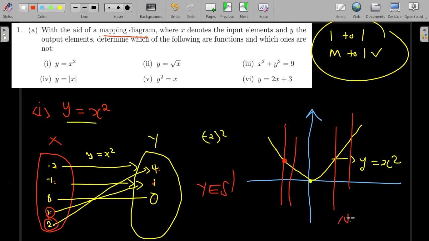So for this one, yes, it's a function, because it only touches this curve at one point like that. When you draw a vertical line anywhere here, this vertical line will just touch there. Any questions there, guys, before we move to 2?